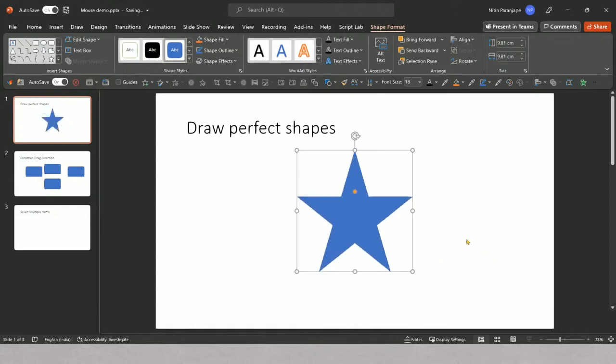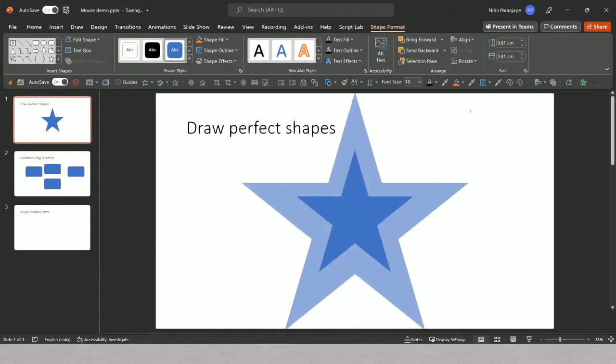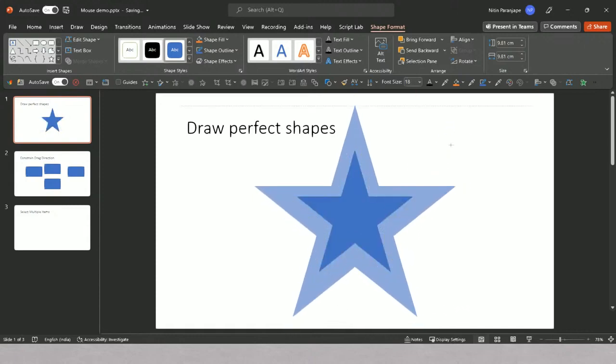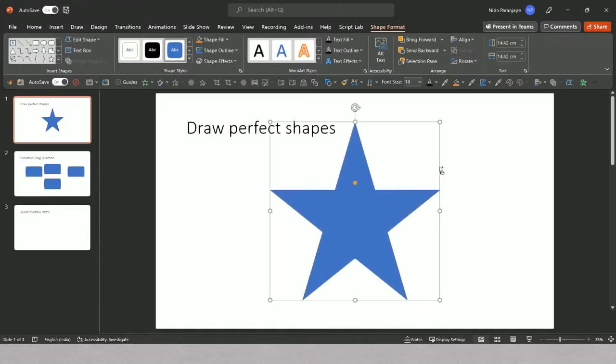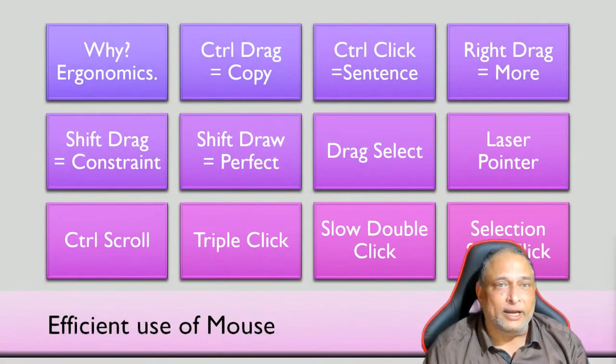So if I want to keep it in the center and increase its size, press the Ctrl key and drag from a corner. And now I want to also constrain the shape. So Shift Ctrl and drag from a corner is a very good idea. So the center is not moving, it is resizing, and in proportion. So Shift Ctrl, drag from a corner. Very nice, very useful. Done.